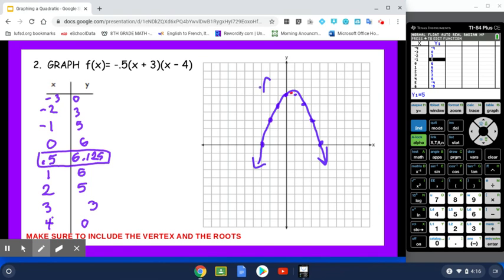F of x is equal to -0.5 times (x + 3) times (x - 4). Okay? So that's the most challenging one you're going to get. Just knowing how to adjust to get your points, get that vertex. Remember, this is your vertex, and these are your roots. So you need to have those when doing your Delta Math today.